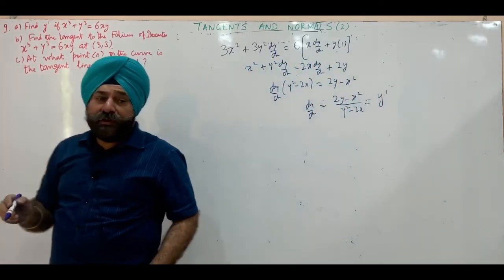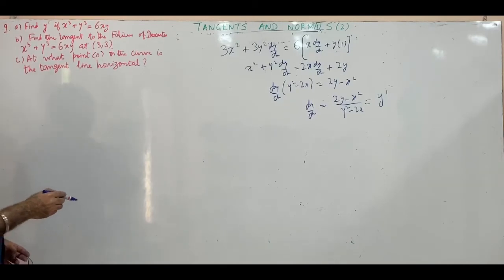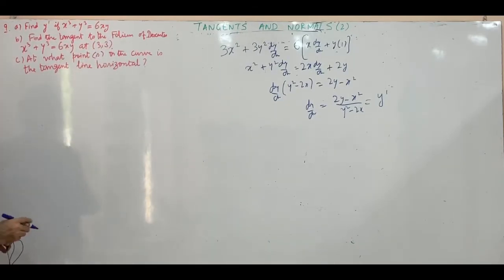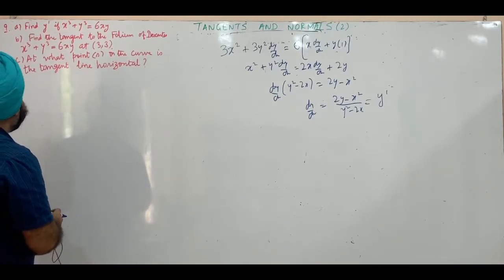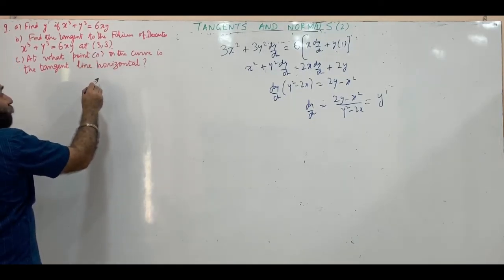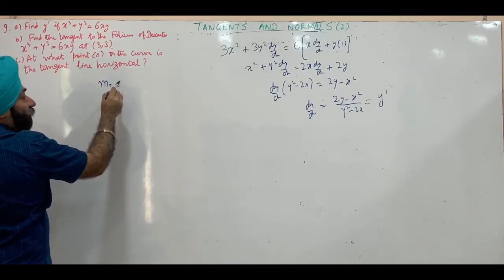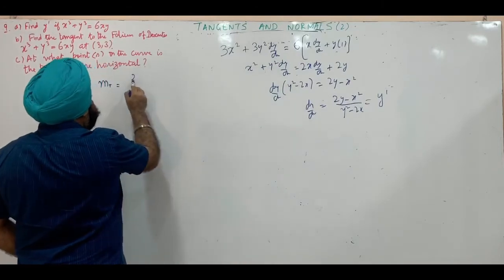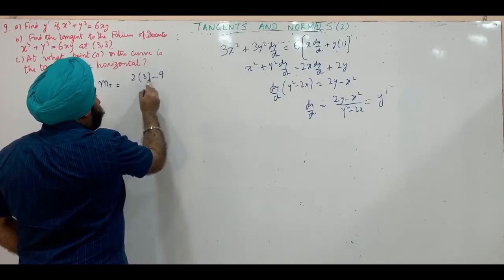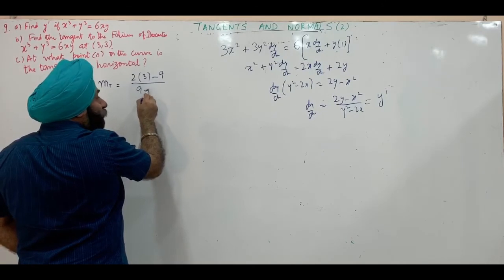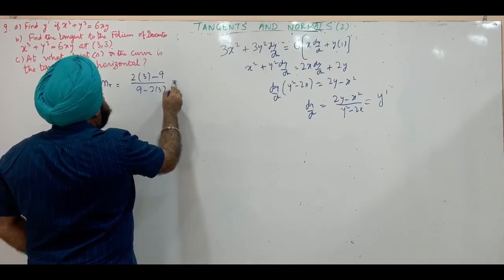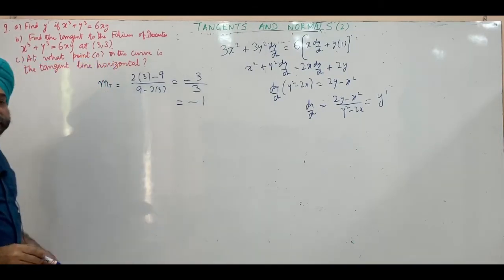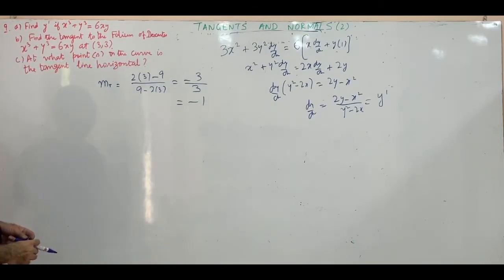Second part, we have to find the equation of the tangent to the folium of Descartes. Name of this curve is folium of Descartes. So at point (3, 3), the slope of the tangent will be, we put x is equal to 3 and y is equal to 3. This is 2 into 3 minus 3 square 9, this is 3 square 9, 2 into 3. This is minus 3 upon 3. So this is minus 1. The slope of the tangent at point (3, 3) is minus 1.